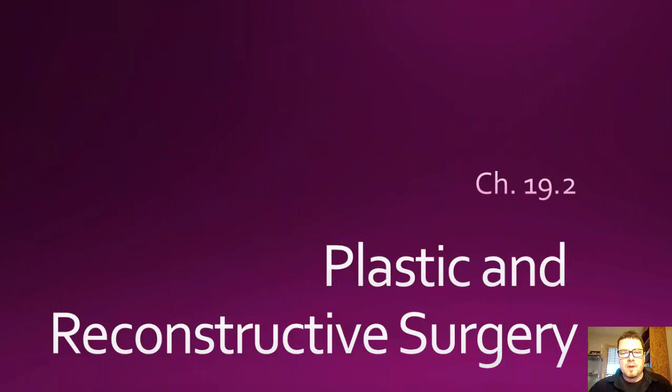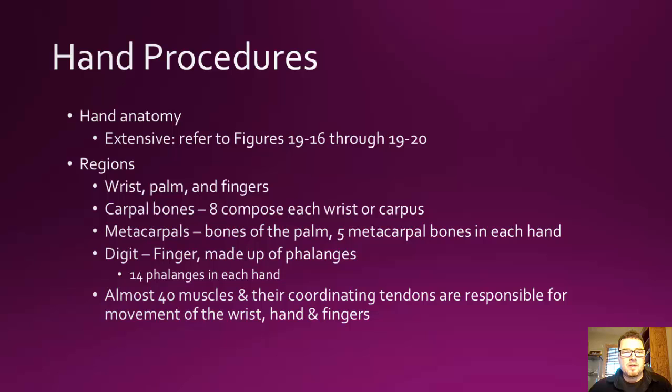Second half of our plastic and reconstructive surgery chapter, chapter 19, we start getting into some hand procedures. And as the slide shows, the hand anatomy is pretty extensive. There's some nice figures in the book that go through that anatomy. Wrist, palm, and fingers. There's your bones.